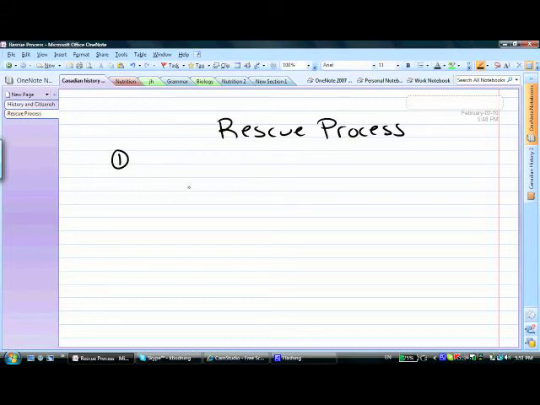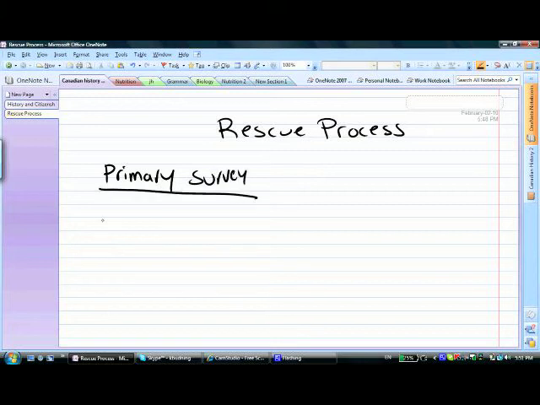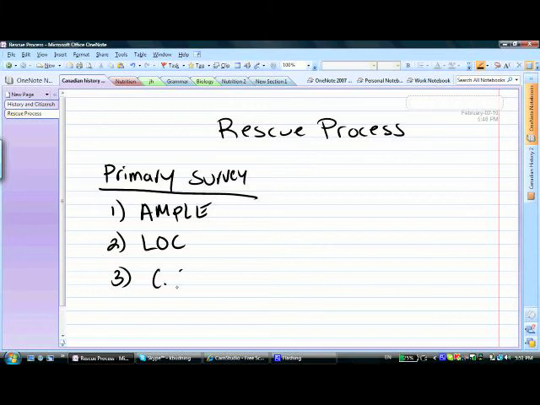So, let's go here. Alright, rescue process. So, first thing we're going to have is the primary survey. Primary survey consists of APPLE, LOC, and chief complaint.